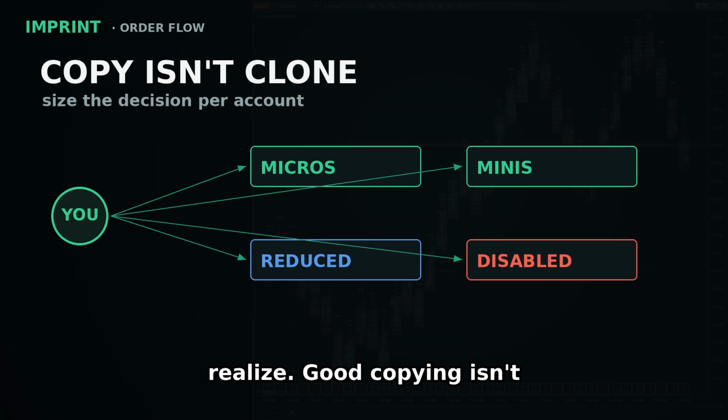Good copying isn't whatever I trade here, copy it there. Good copying is, take this decision and size it correctly for each account. One account trades micros, another trades minis, another a smaller ratio, another is disabled entirely. The copier is a distribution system, not a decision system. It doesn't know whether your trade is smart or whether you're tilted. It distributes what you tell it to.